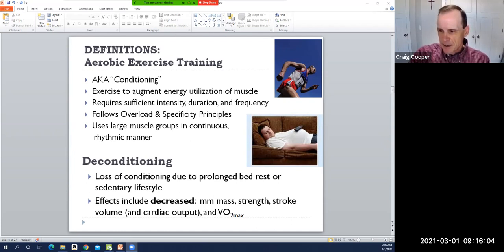So deconditioning is going to happen really quickly. And again, the blood volume changes are what will change the fastest. If all of a sudden we take this fit person and they're in a car wreck or something and they get stuck in bed because they have multiple fractures or whatever, and they can no longer do the activity that they used to do to stay fit, they're going to pretty rapidly lose some aerobic conditioning.